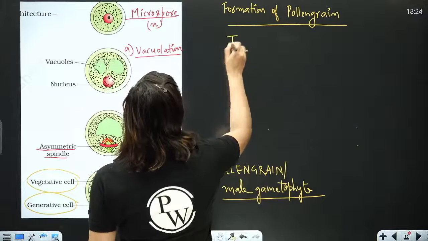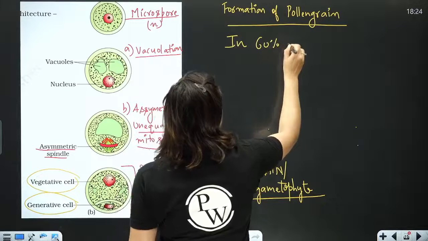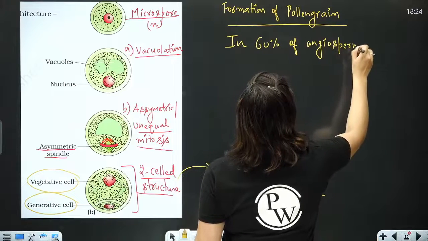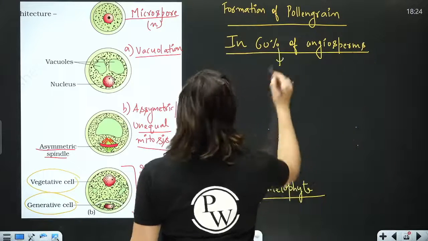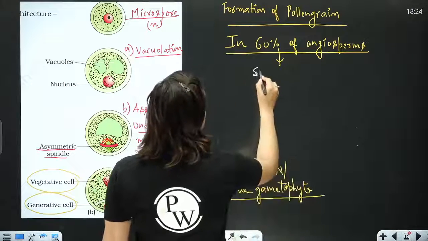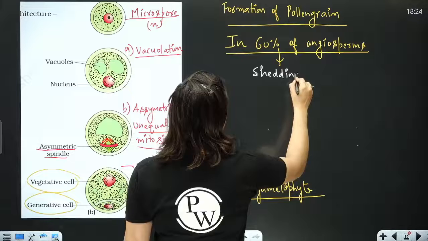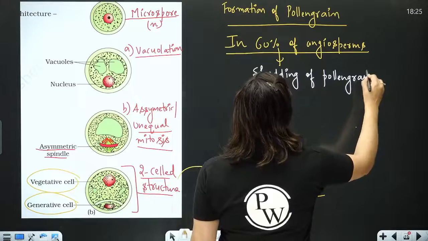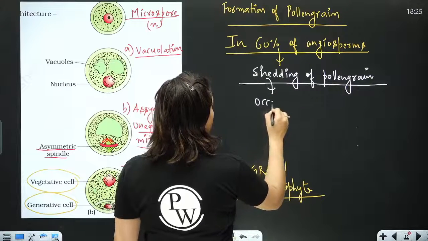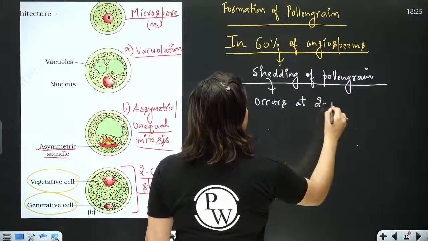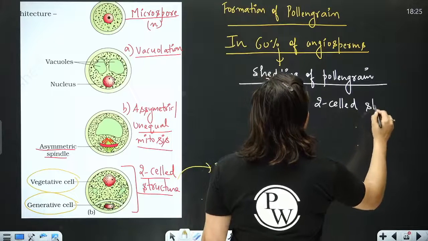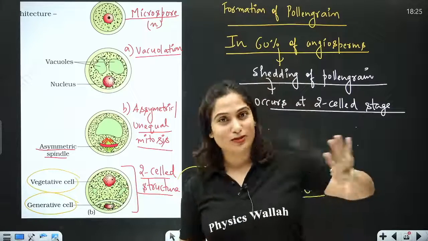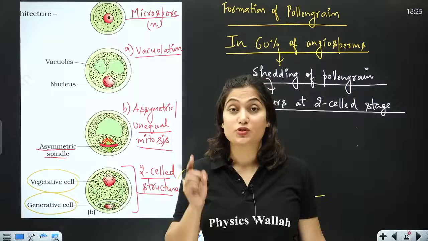So in 60% of angiosperms, shedding of pollen grain occurs at the two-celled stage. When the pollen grain has two cells within it, then the anther will get ruptured and the pollen grains will come out. So in 60% of angiosperms, it is like that.